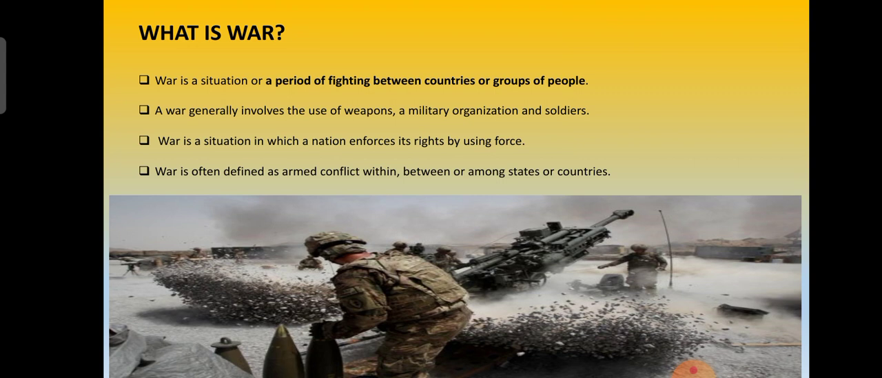Okay, so what is war? War is a situation or a period of fighting between countries or groups of people. When people or countries fight, that is known as war. War could be civil within a country, and war could be between countries also. A war generally involves the use of weapons, military organization, and soldiers. So you will have weapons, military organization, and soldiers in war.